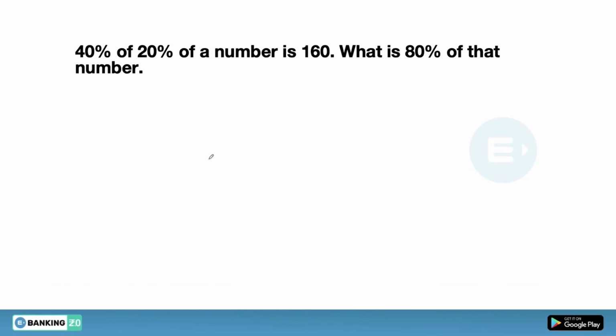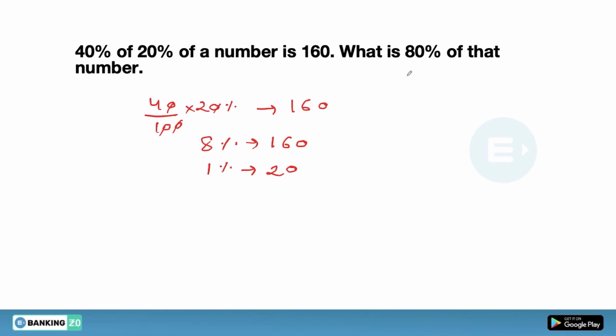The next question is: 40% of 20% of a number is 160. What is 80% of that number? So let's try to solve this question. 40% of 20% of a number means 40 by 100 into 20% of a number, and it's 160. Fine. This means that 8% of the number is 160, which means 1% of the number is 20. Now what are we asked? We are asked what is 80% of that number. Since 1% of the number is 20, 80% of that number is 80 into 20. Its answer is 1600. Is that fine?